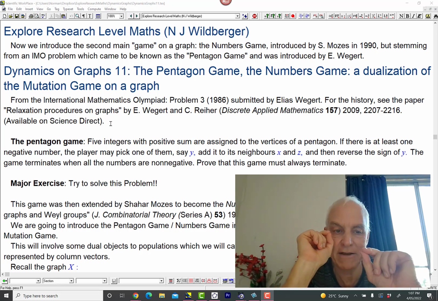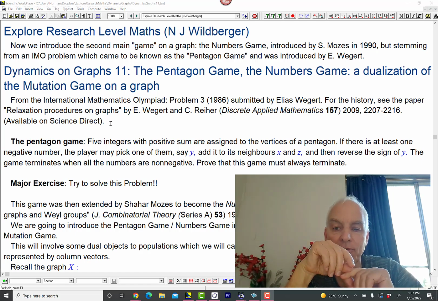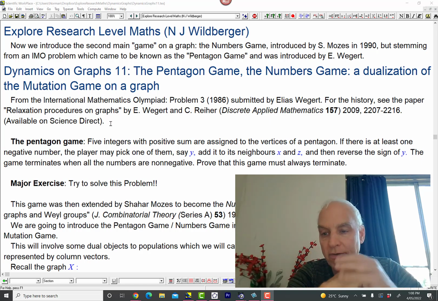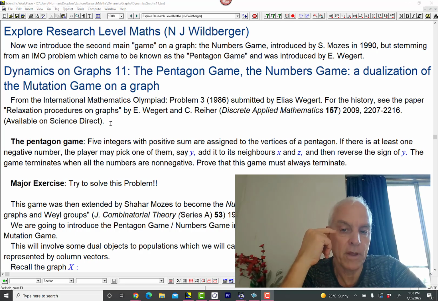You pick a negative number, you add that negative number to its direct neighbors, and then you reverse the sign of y, so it becomes positive. The game terminates when all the numbers are non-negative. Prove that this game must always terminate.